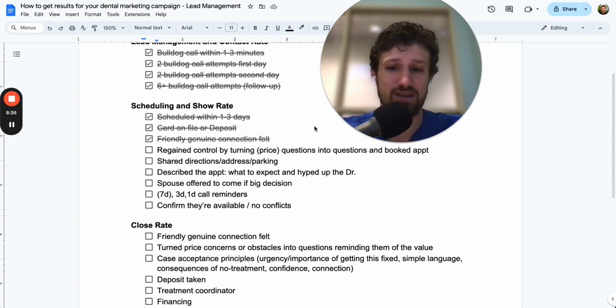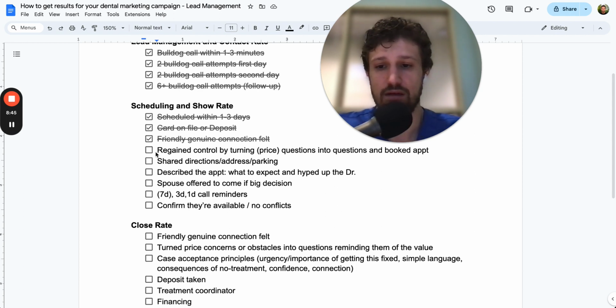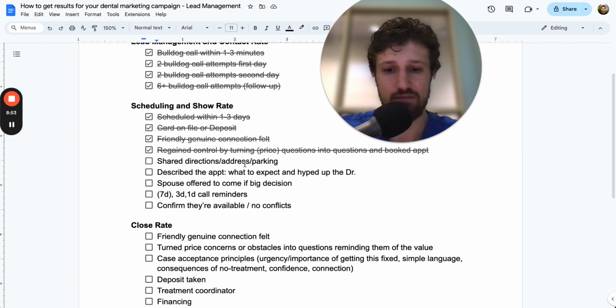The best way to do this is an intermediate approach, which is like, oh yeah, awesome, I'd be happy to help with that. And then turn that back into questions about their situation, making sure it's a good fit, okay? So that's that one. And then also, that we've shared directions, address, parking, that the actual transportation logistics have been shared, and they're kind of painting a picture in their head.